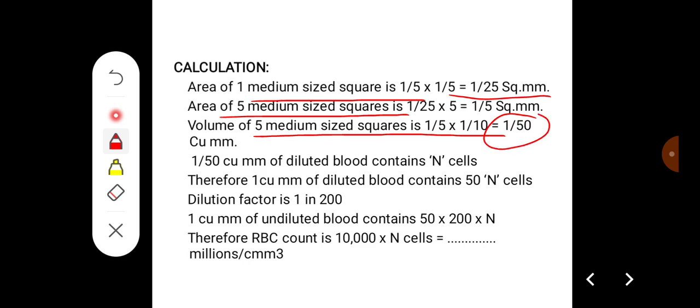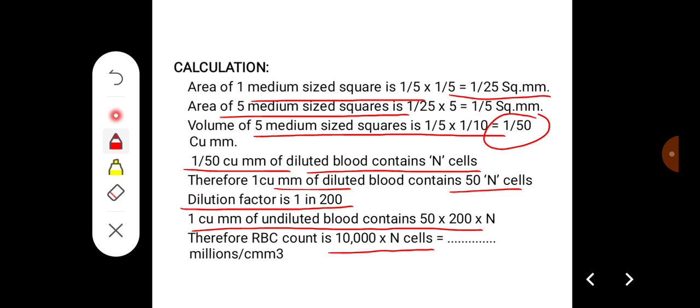According to the haemocytometry principle, if 1/50 cubic millimeter of diluted blood contains n number of cells, therefore 1 cubic millimeter of diluted blood contains 50 into n number of cells. And here for WBC counting, we are diluting the blood 200 times, so 1 cubic millimeter of undiluted blood contains 50 into 200 into n, that is 10,000 into n number of cells.